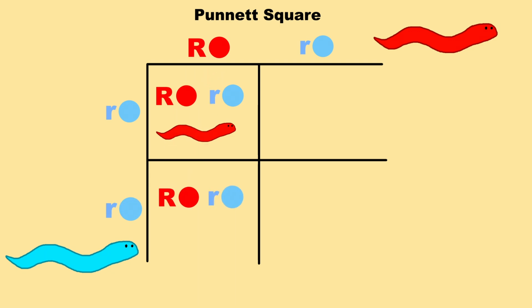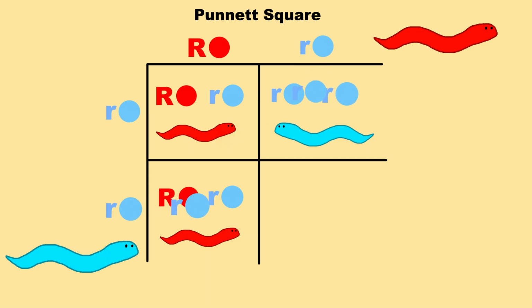Same for the one below. Now, in the square on the top left, we would take the recessive blue allele from the top and the recessive blue allele from the side, resulting in a blue offspring. And the same for the box below that.